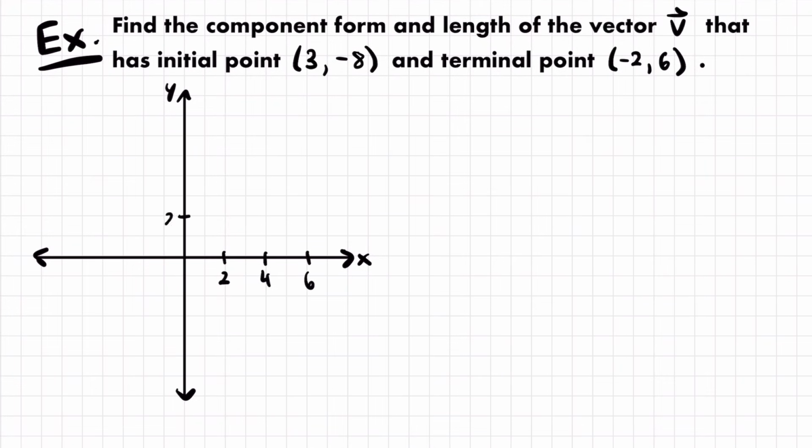And then this is y equals 2, y equals 4, y equals 6. And then we have x equals negative 2, x equals negative 4, x equals negative 6, and then y equals negative 2, y equals negative 4, and y equals negative 6.